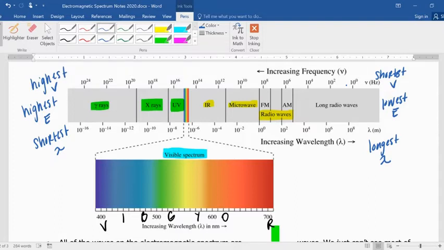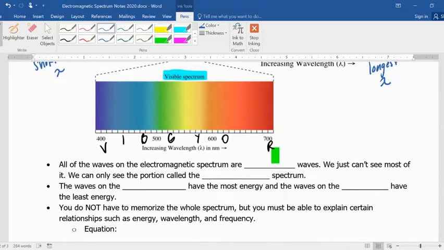Something important to keep in mind is that all waves on the electromagnetic spectrum are light waves, which is really weird to think about. Radio waves are light waves, but they are. Why this is hard for us to grasp is because we actually can't see most of the electromagnetic spectrum. We can only see that small part, which is the visible spectrum of light, which is what we have highlighted right here in our notes. As humans, we can really only see a very small portion, and this portion has wavelengths from about 400 to 700 nanometers.